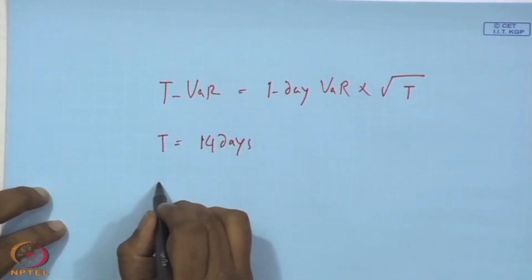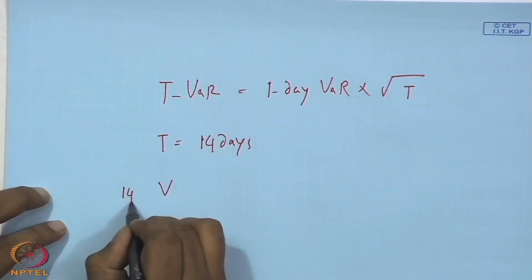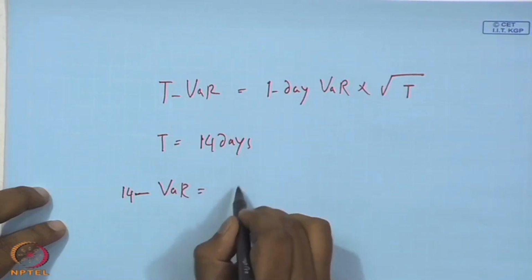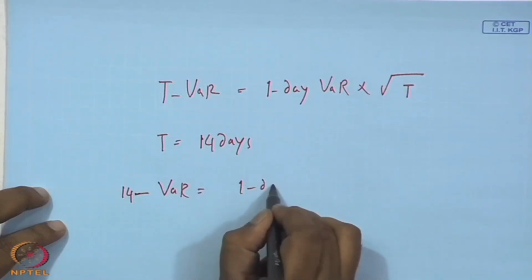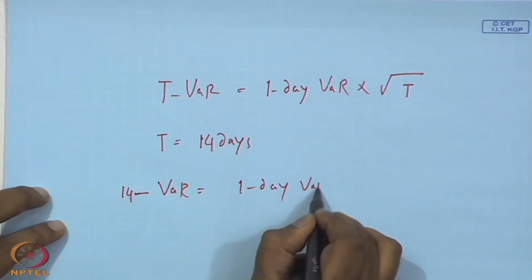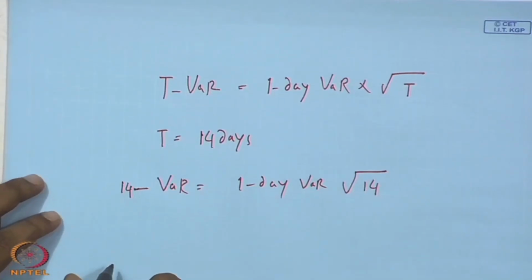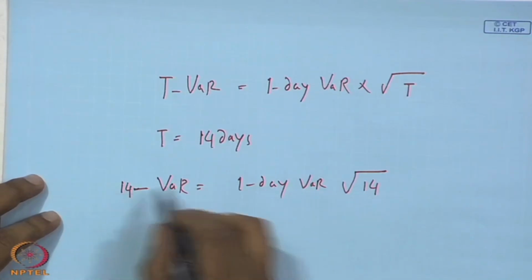Here T is suppose 14 days, 2 weeks. So, 14-day VaR is nothing but 1-day VaR, I know 1-day VaR, into root over 14. So, that will give you the 14-day VaR.